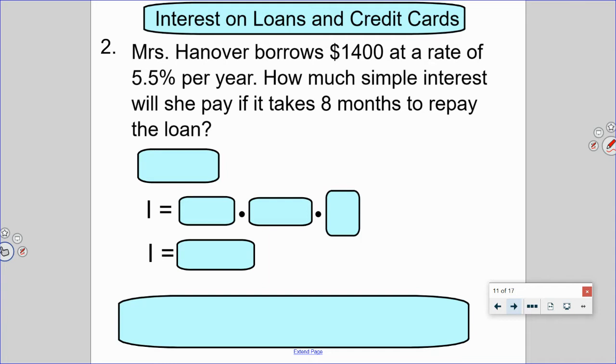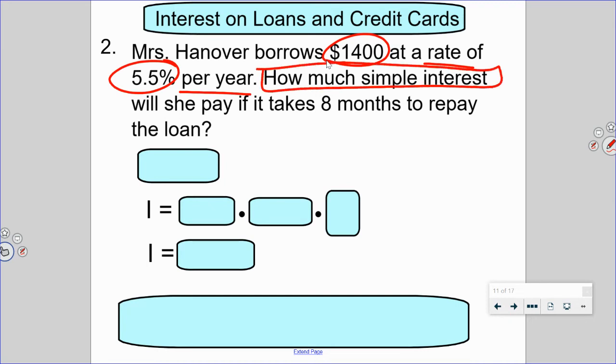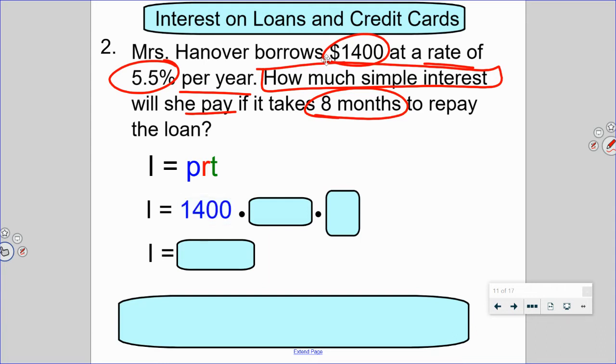Mrs. Hanover borrows $1,400 at a rate of 5.5% per year. How much simple interest will she pay if she takes 8 months to repay the loan? So we first write the original formula. Interest is equal to principal times rate times time. Now I see the principal.